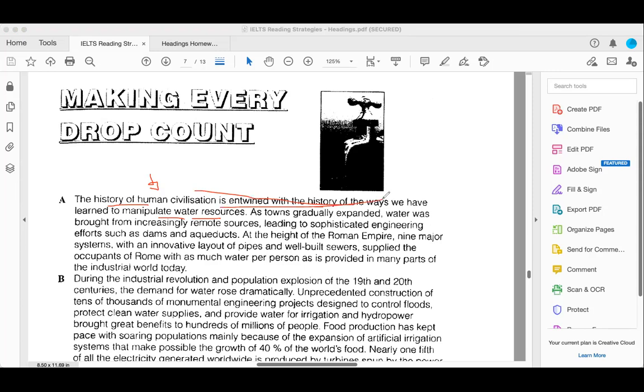Yes. So you see how I didn't really pay attention to all this? I read the sentence, I paid attention to the subject, history of humanity, and manipulate water resources. So that's the focus of the first sentence. History of humanity, manipulate water resources. I go back to headings.